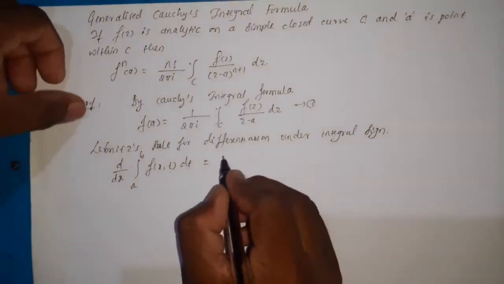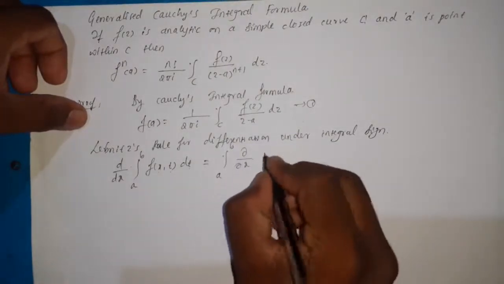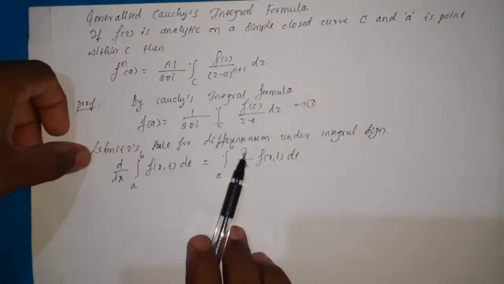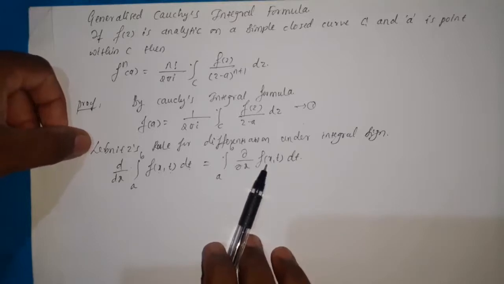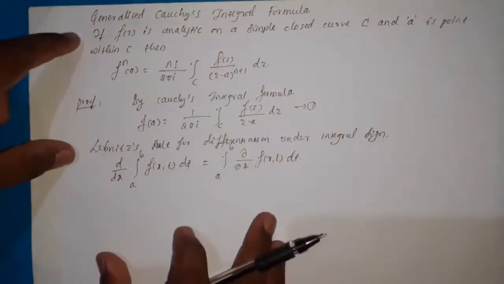Then that is equal to integration over a to b dou by dou x of f of x comma t into dt. Here this becomes dou by dou x because the function is of two variables. Whenever the function is of two or three variables, we need to differentiate partially with respect to some variable. Here we are differentiating with respect to x, hence we need to consider the partial derivative of the function with respect to that variable x. So apply the same condition for equation 1.